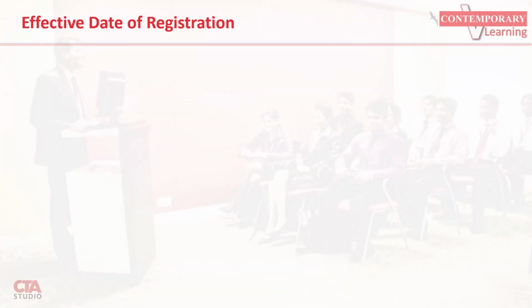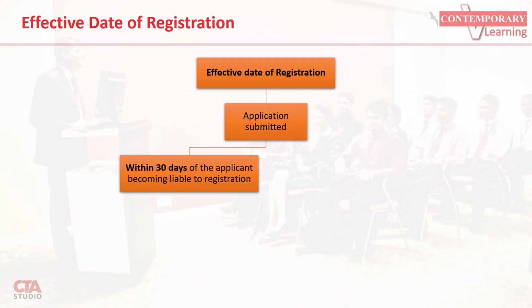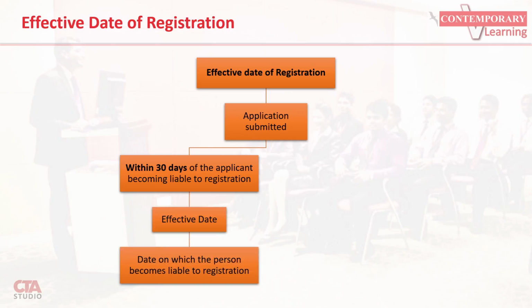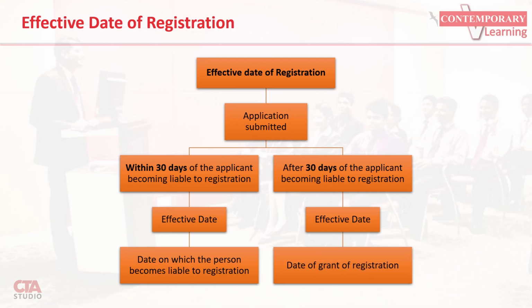The effective date depends on when you submit your application. If application is submitted within 30 days of the applicant becoming liable to registration, then the effective date is the date on which the person becomes liable to registration. This means your registration is given retrospective effect back to when you actually became liable. If application is submitted after 30 days of the applicant becoming liable to registration, then the effective date is the date of grant of registration. This means you lose the benefit of retrospective registration.